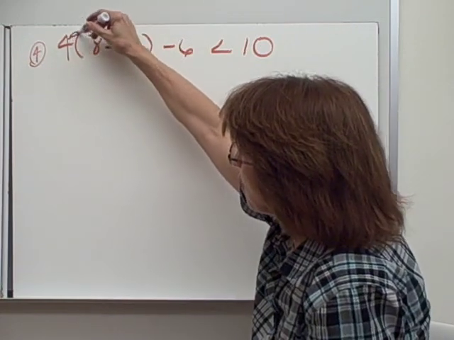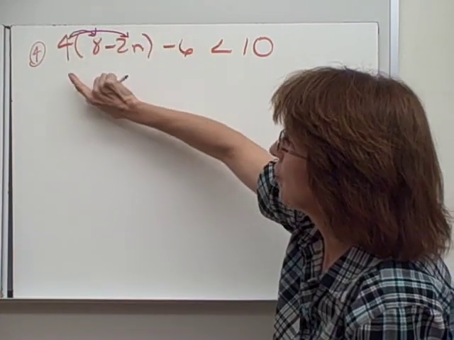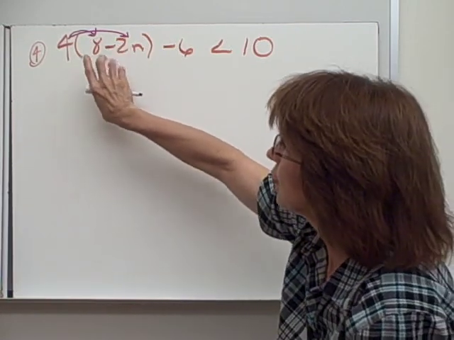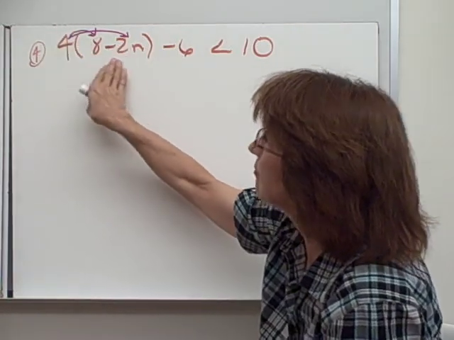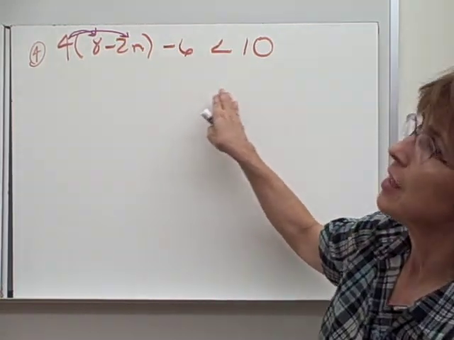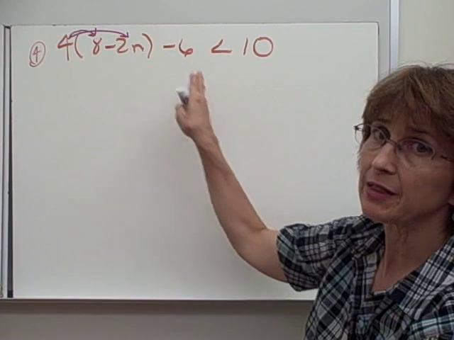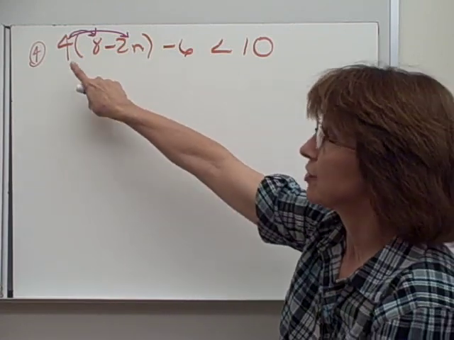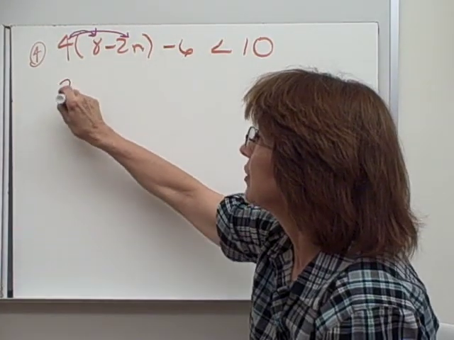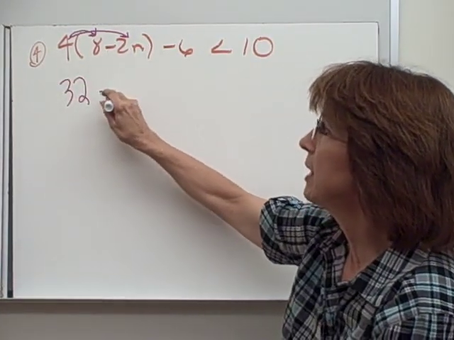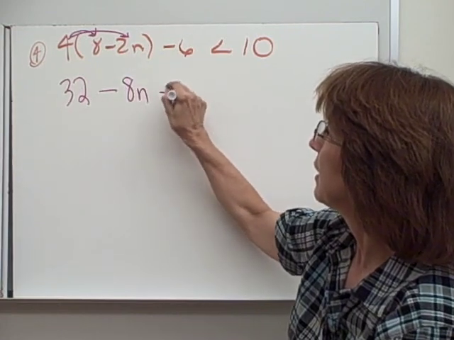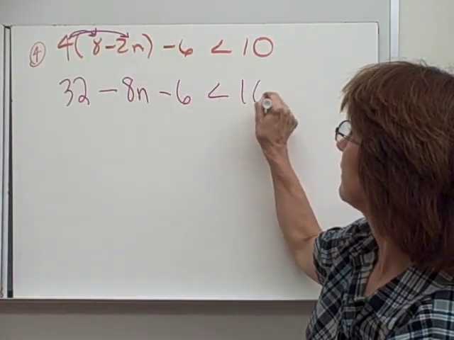You're going to draw the 4 to the 2n because the 4 is being distributed to the 8 and to the 2n. In other words, you have 4 of these things. You have 4 of 8 minus 2n. If you want, you can write down 8 minus 2n plus 8 minus 2n, all 4 of them, and encircle the like terms. It's just faster to use the distributive property. So now I have 4 times 8 is 32. I write down my minus sign, and then 4 times 2n is 8n, minus 6 is less than 10.